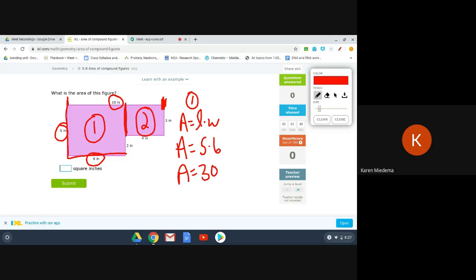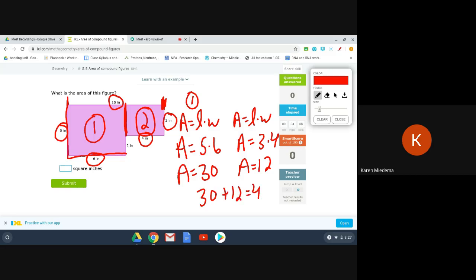So the area of rectangle 1 is 30 square inches. For rectangle 2, well, the formula is length times width. And again, my measurements are 3 inches by 4 inches. Giving me 12.